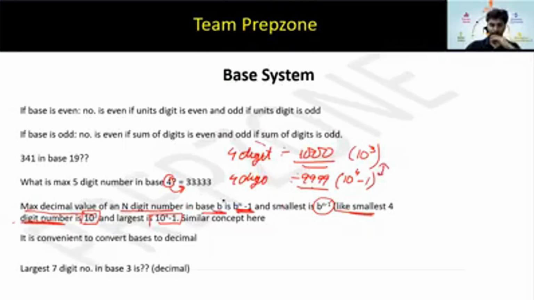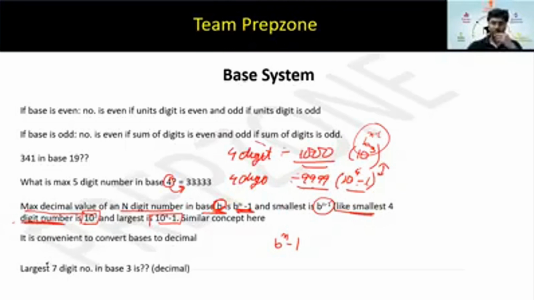Similarly, in base B, if I want to write the highest number, this will be B to the power n minus 1, and the smallest will be B to the power n minus 1. Clear? I'm just replacing base 10 by base B. I hope there is no doubt.